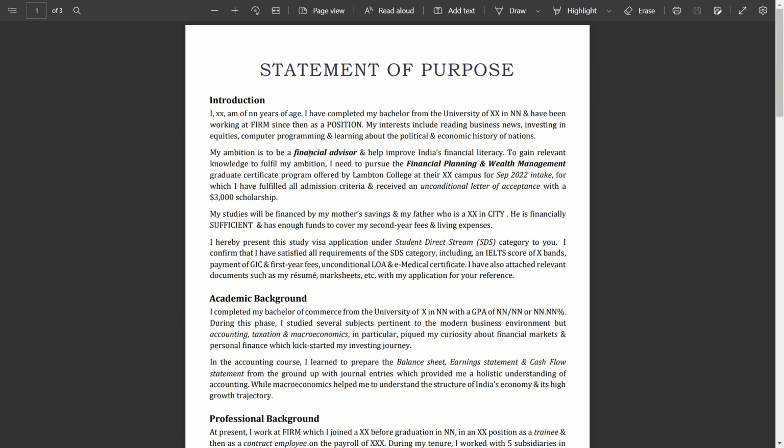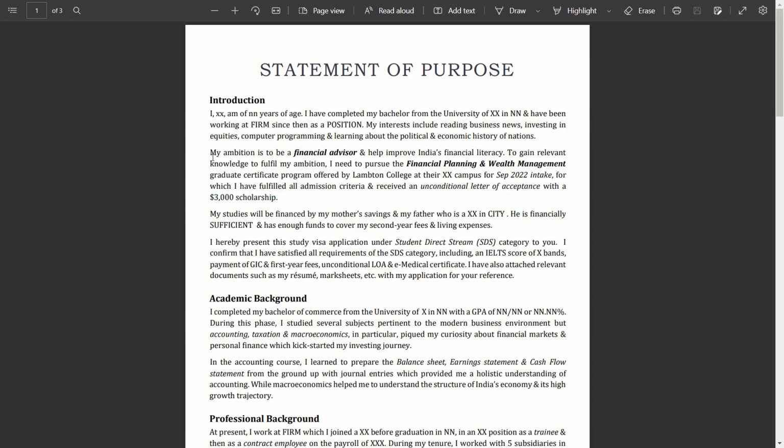Now I am saying that these are my goals, to be a financial advisor in India, and to achieve that goal, I need to do this program in this campus, and I have given basic details of my study. Now I am saying that I have fulfilled all the admission criteria and received an unconditional letter of acceptance. This is very important because a conditional letter of acceptance probably leads to rejection of the visa. So I would recommend you to mention this word, unconditional letter of acceptance. And I am also putting forward my achievement, which was a $3,000 scholarship from the Canadian college.